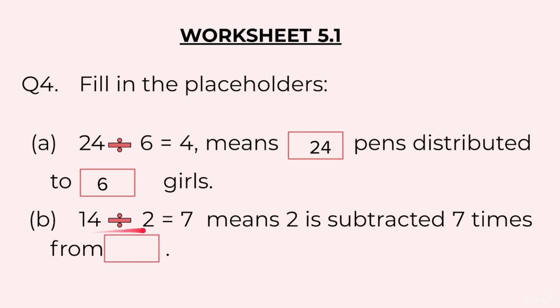B part, 14 divided by 2 is equal to 7 means 2 is subtracted 7 times from dash. So here 14 divided by 2 in terms of repeated subtraction we will repeatedly subtract 2 from the number 14. So 14 will come here. 2 is subtracted 7 times from 14.